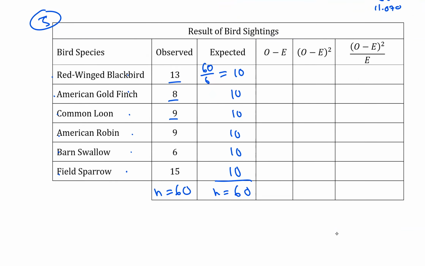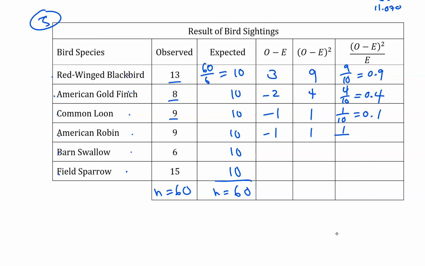And again, this table is sort of set out to do each step individually. So 13 minus 10 gives me 3. 3 squared gives me 9. 9 divided by 10 gives me 0.9. 8 minus 10 gives me negative 2. Squared is 4. 4 over 10 gives me 0.4. 9 minus 10 gives me negative 1. Negative 1 squared is 1. 1 divided by 10, 0.1.